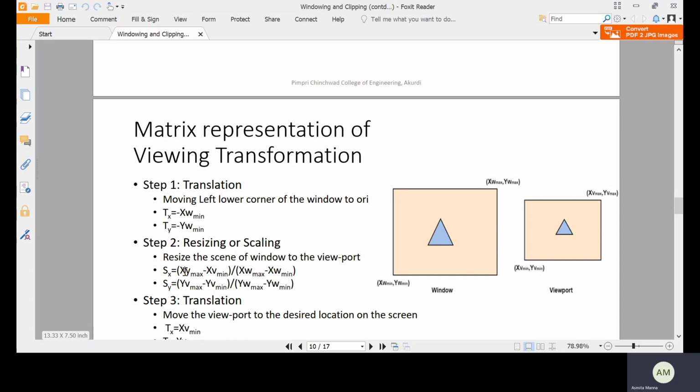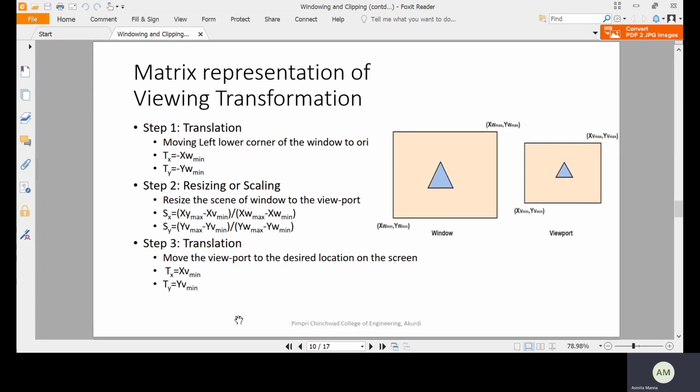We have already shown that Sx equals xv max minus xv min by xw max minus xw min. Similarly, Sy equals yv max minus yv min by yw max minus yw min. Okay. And what about the third step? That is translation. Once again, we have to move the viewport to the desired location on the screen.